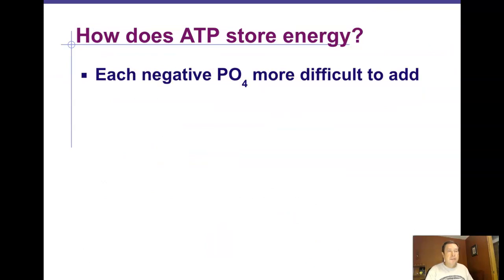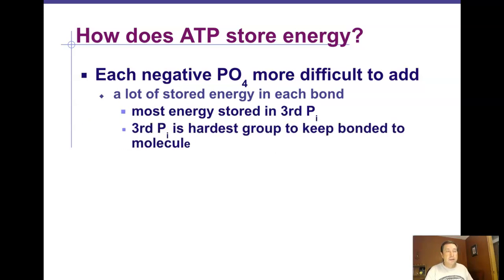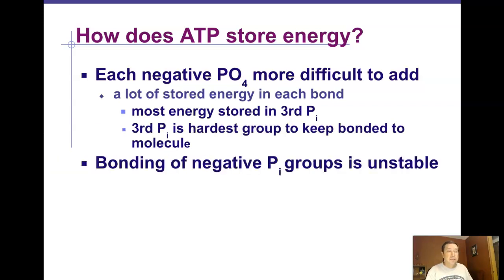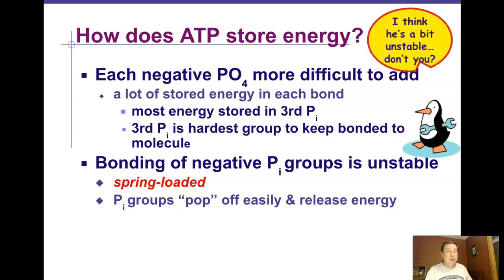So each negative phosphate is more difficult to add because you're trying to add a negative thing onto a negative thing. So there's a lot of stored energy in those bonds. The most stored energy is in the 3rd phosphate, so that's the one that's the hardest to bond, but it also has the most energy when it's broken. So that 3rd phosphate, because it's kind of spring-loaded, is easy to break off.